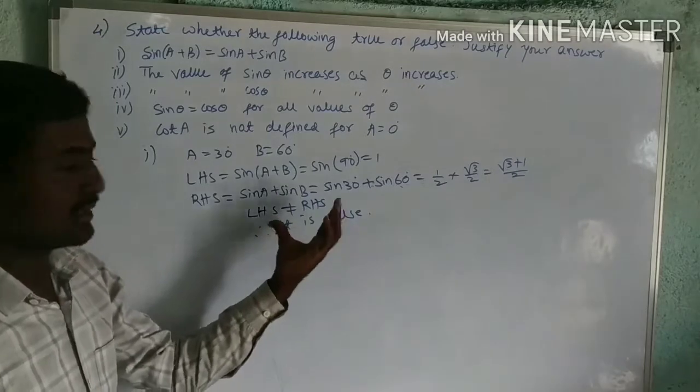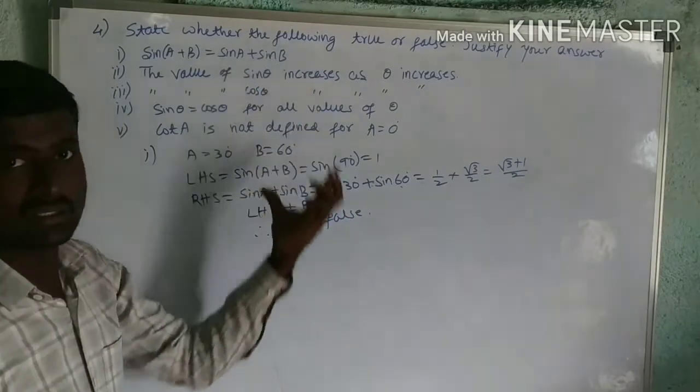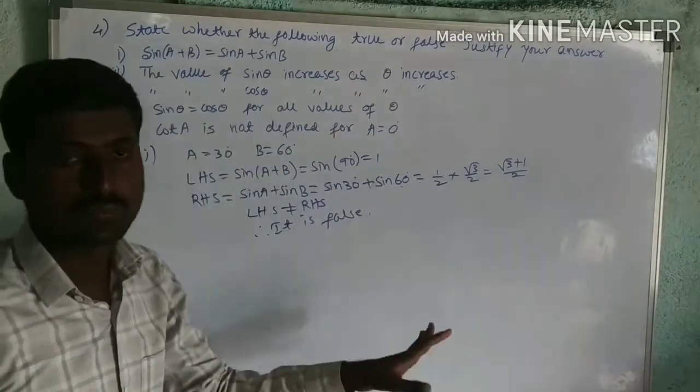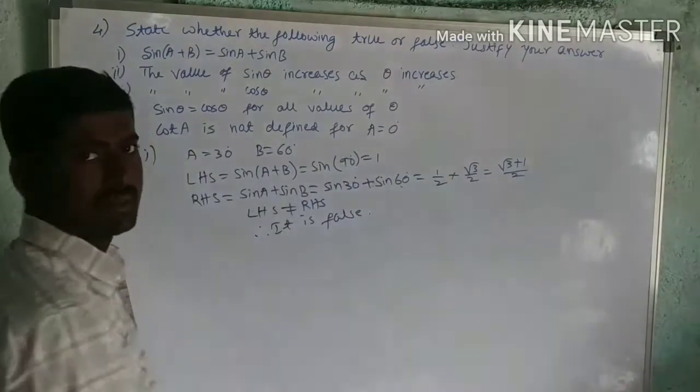So check them. If for all the values LHS and RHS are equal, then it is true. If for some values it is not equal, then we can say it is not true. So it is false. So I can give this justification only.